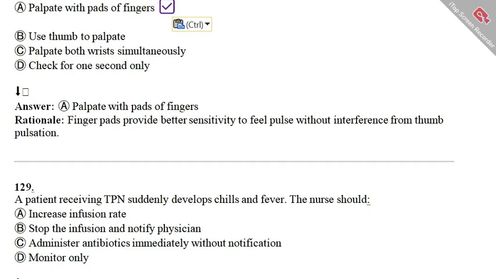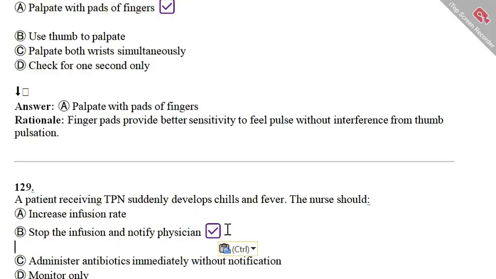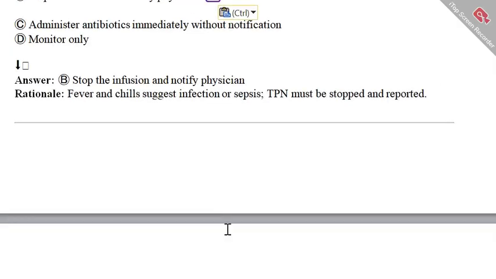A patient receiving TPN suddenly develops chills and fever. The nurse should. Read carefully each option. In this scenario, the correct option is option B, stop the infusion and notify the physician.